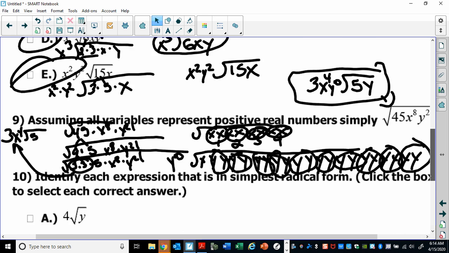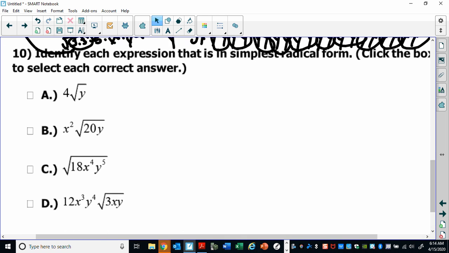All right, last one. Identify each expression that is in the simplest radical form. So we're looking for radicals that can no longer be broken down. We know that in 4y, y can't be broken down. There's only one y. We're looking for a group of 2. So this cannot be broken down anymore. That works. We can break down 20.